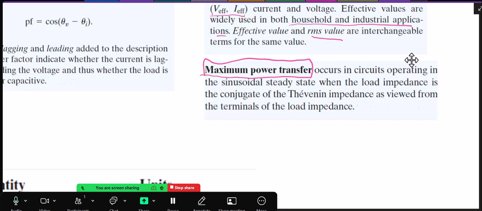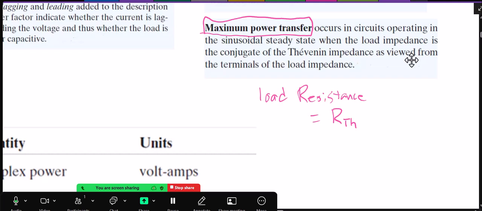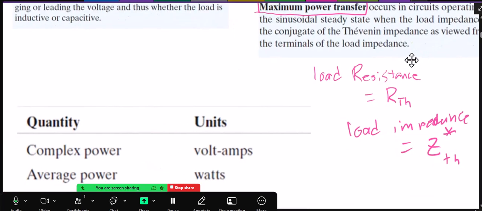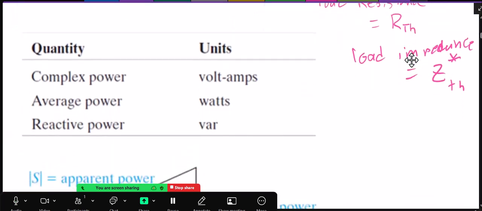And this last one, we're not going to get to today, but if you remember about maximum power transfer, way back from Circuits 1, you had maximum power transfer when the load resistance equaled the Thevenin resistance. Well, in a complex circuit, you have maximum power transfer when the load impedance equals Z Thevenin conjugate.